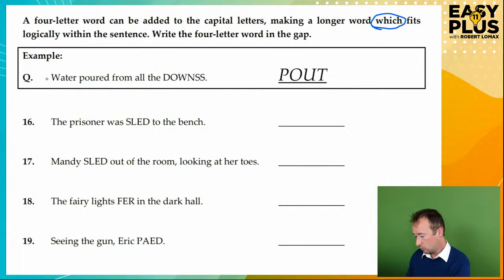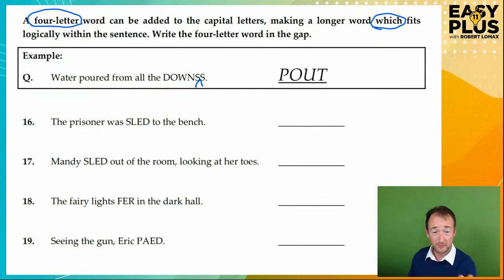And we've got an example here. Water poured from all the downs, and the answer is pout. Water poured from all the downspouts. So, four-letter word, that's really important.